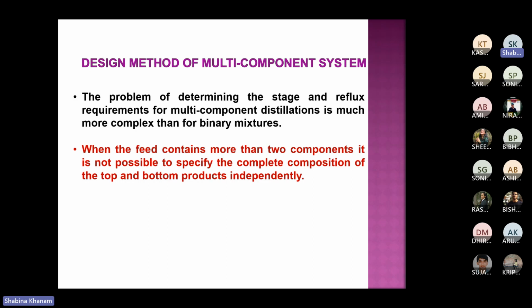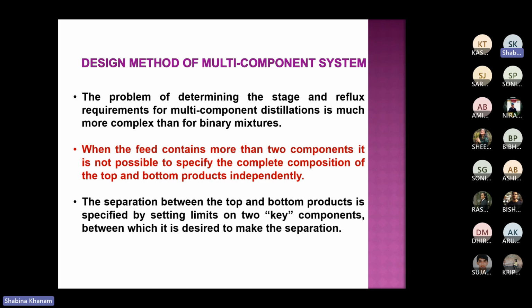Okay, like if we have a multi-component system, the lightest and heaviest. But obviously complete specification to define top and bottom composition is difficult with a multi-component system. Therefore what we do over here, the separation of top and bottom product is specified by setting limits on two key components between which it is desired to make the separation.